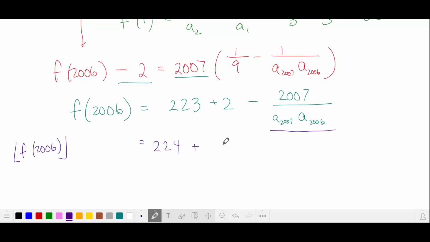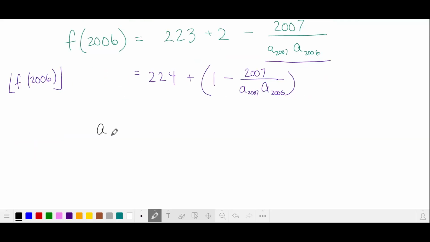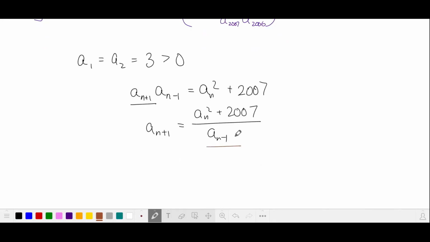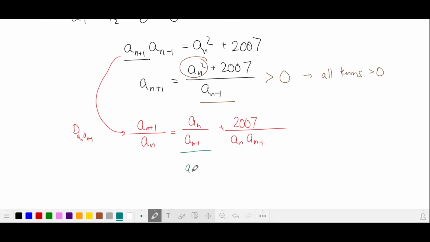So let's rewrite the right-hand side like this, and we'll see what happens to this denominator as n gets bigger. The first thing to notice is that our two starting terms are both positive. And from this equation, when we solve for a sub n plus 1, inductively we see that when the denominator is positive, and then we have this perfect square in the numerator, this fraction is always going to be positive. And so all terms will be positive. We also found earlier that when we take this equation and divide by a n minus 1, we get this equation. Our starting ratio here is 1, and then we're adding a positive number to it. So subsequent ratios are going to be even larger.